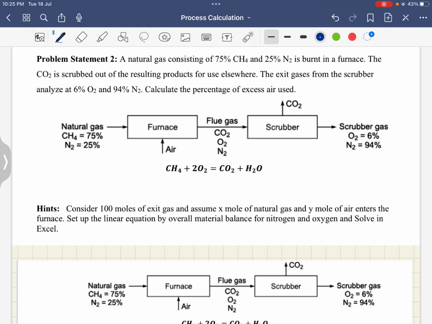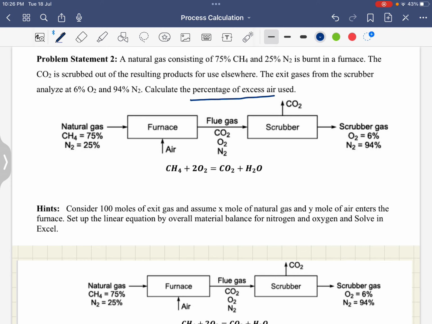Today I am going to discuss one problem based on the combustion reaction. The problem statement: a natural gas consisting of 75% methane and 25% nitrogen is burnt in a furnace. The carbon dioxide is scrubbed out of the resulting products for use elsewhere. The exit gases from the scrubber are analyzed at 6% oxygen and 94% nitrogen. Calculate the percentage of excess air. So that we have to calculate.